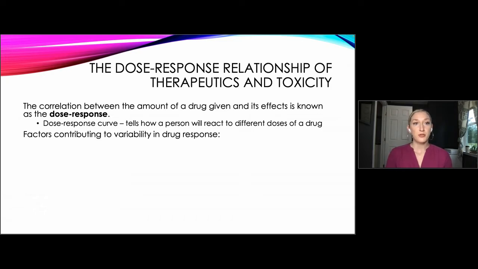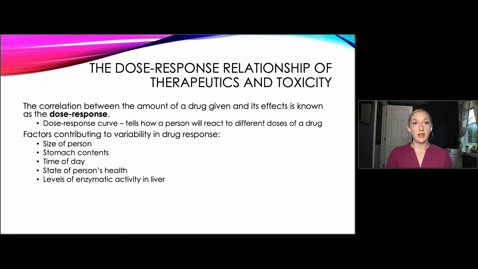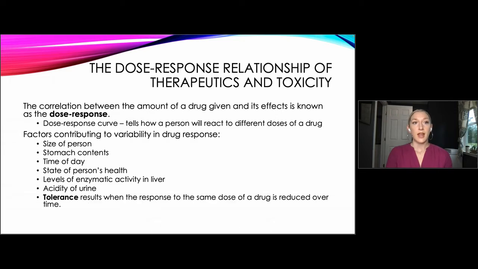Factors that will contribute to a variability in drug response include the size of the person. Do they have any food in their stomach, and if so, what food is in their stomach? The time of day, the state of a person's health. Are they relatively healthy? Do they eat garbage? Do they eat a lot of fast food? The levels of enzymatic activity in the liver, so how healthy the liver is also. The acidity of urine, and tolerance.